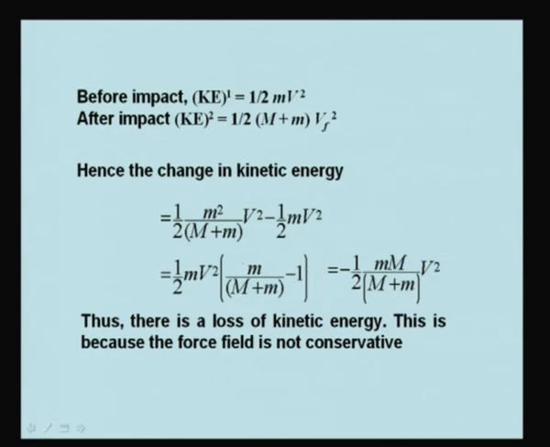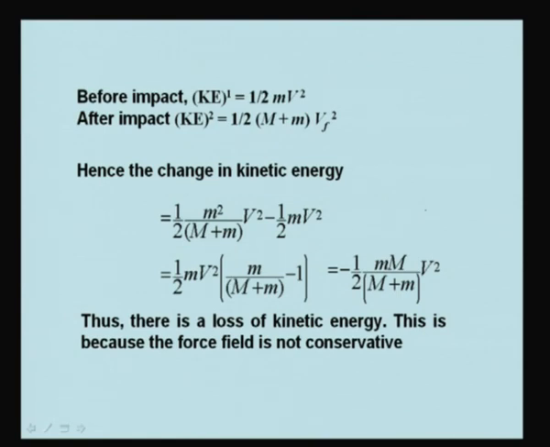One can take half mv squared common, which gives you m divided by (m plus m) minus 1, that is equal to minus half m m divided by (m plus m) times v squared. Thus, there is a loss of kinetic energy. This is because the force field is not conservative in this case.